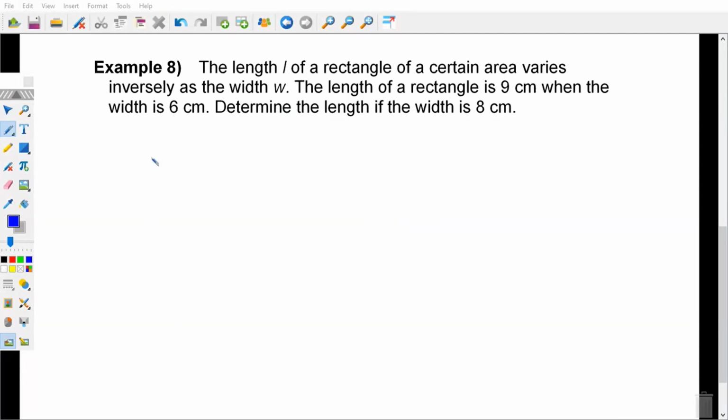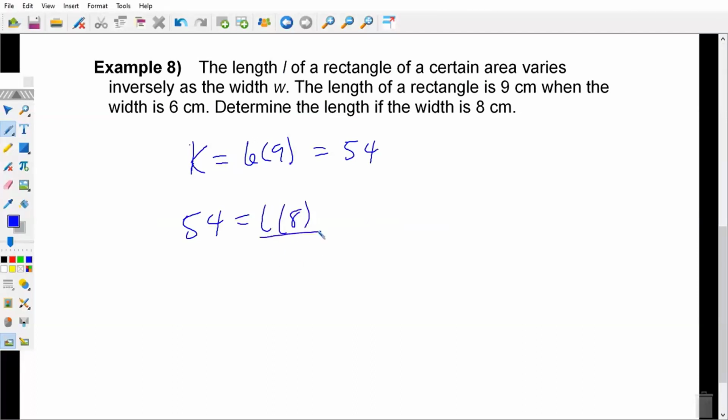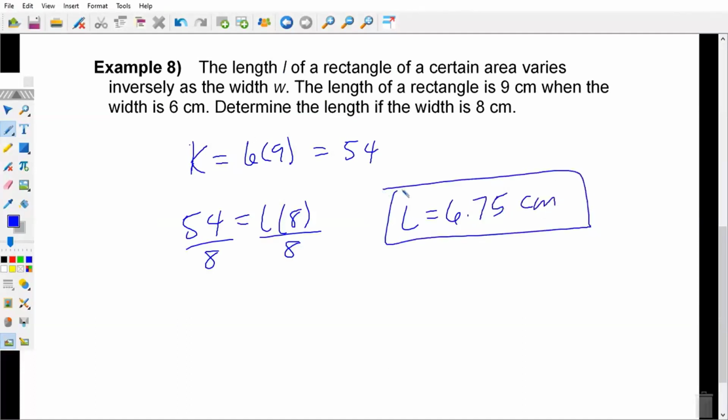All right, check. Here we go. So your K equals your 6 times your 9, which is 54. So 54 equals your length that you do not know times your width, which is 8. So we divide by 8 and we get 6.75 centimeters. All right. Okay.